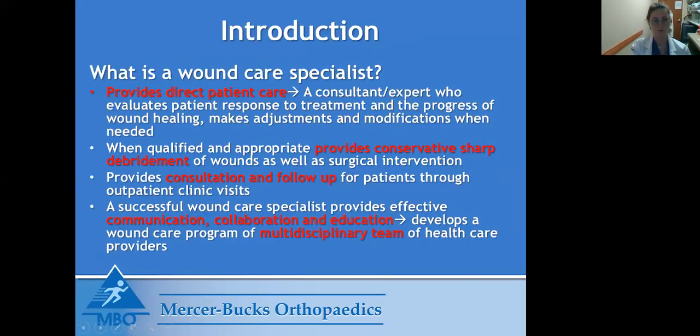So I wanted to start out by just letting you guys know what a wound care specialist is. A wound care specialist is typically a physician, somebody who provides direct patient care. I just highlighted the main bullets here. The physician or the wound care specialist provides conservative sharp debridements. They provide consultation and follow-up with patients. And what's really important for any wound care specialist is to provide adequate communication, collaboration, and education for patients, and to help develop and be part of a multidisciplinary team.